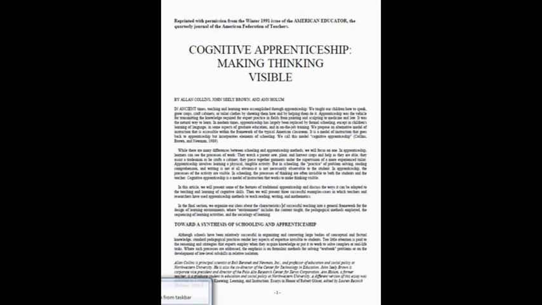Within the article Cognitive Apprenticeship, Making Thinking Visible by Collins, Brown, and Hullum, they discuss how conceptual and problem-solving knowledge acquired in school remains largely inert for many students. In some cases, knowledge remains bound to surface features of problems as they appear in textbooks and class presentations.